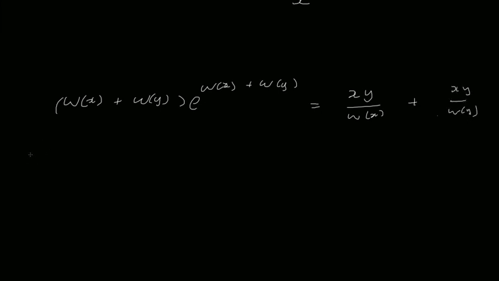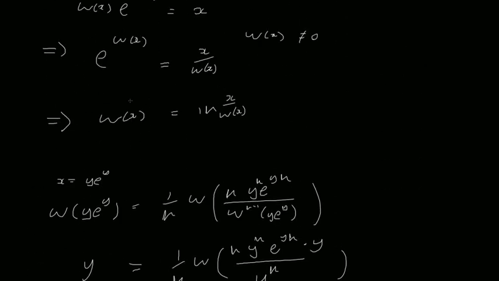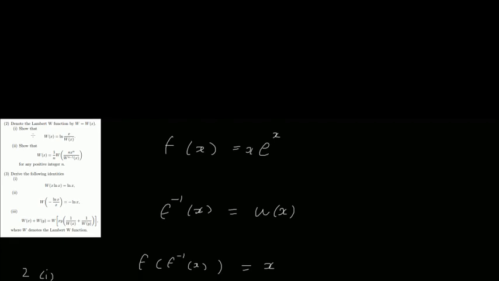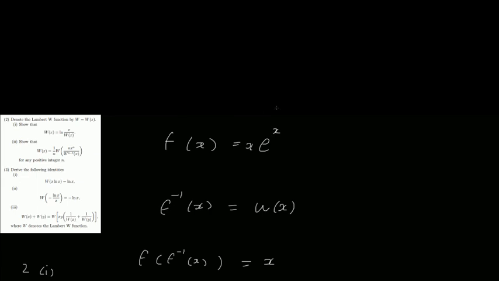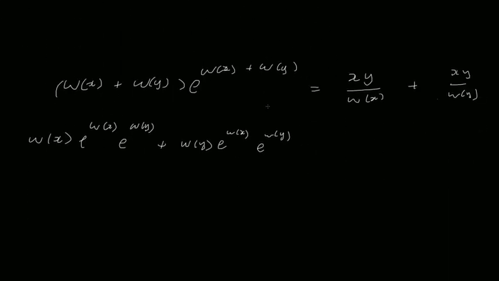And we need to expand and do a substitution. e to the w of x multiplied by e to the w of y, plus w of y times e to the w of x times e to the w of y. And we can do a substitution for e to the w of x. All it is is just e to the power of both sides of this statement here. So e to the w of x is equal to x over w of x. So we go ahead and substitute that.